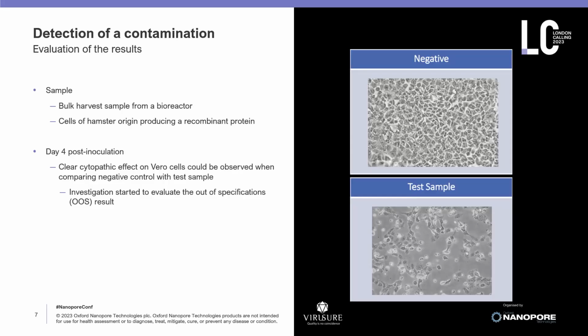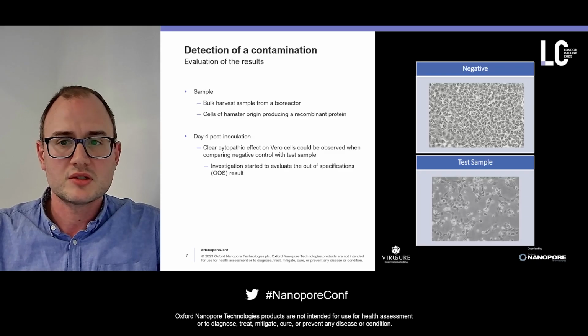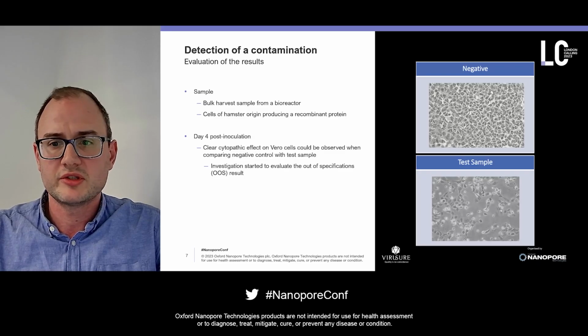In our case, the sample was a bulk harvest sample from a bioreactor, where cells of hamster origin producing a recombinant protein were present. So we inoculated the cells with the test sample, and 4 days after inoculation, we could see a clear cytopathic effect when comparing the test sample cells with the negative control cells.